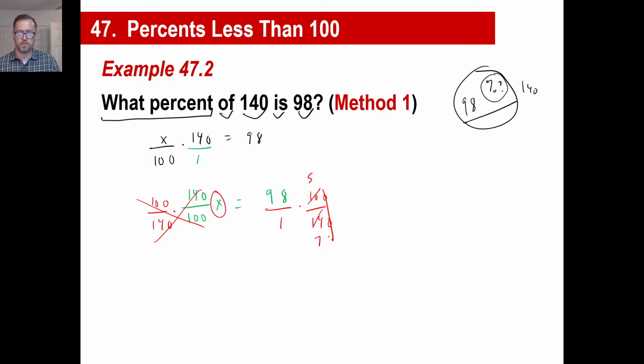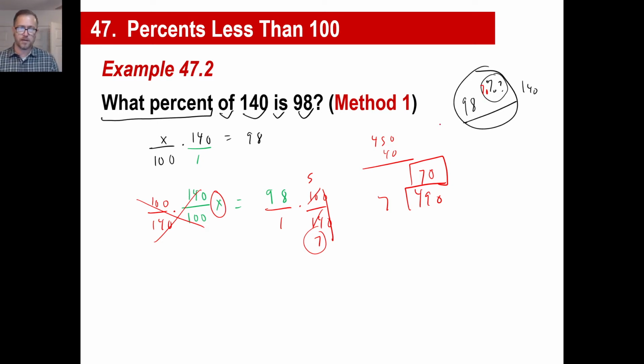That's good. Okay. If you wanted to keep going, you could. 98 times 5, well, we can do the arithmetic on that. 90 times 5 is 9 times 5, 45, plus a 0. 8 times 5 is 40, so 98 times 5 is 490. Then all we do is divide that by 7. Well, 7 into 49 is 7, and then 0. Boom, there it is. So we're saying that 98 is 70% of 140, and we got the answer.